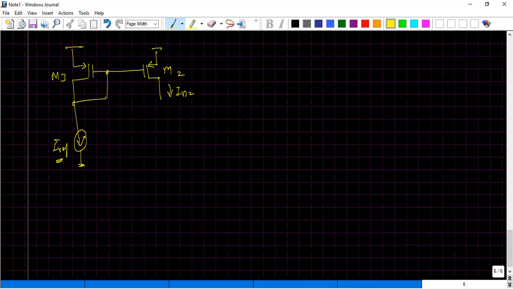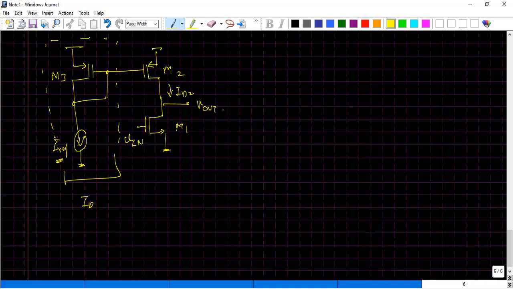For the time being, let us assume that the W by L of M3 and M2 are the same, and this node is going to get connected to our driving device. So according to this section, we know that the current ID can be defined as a function of VGS.